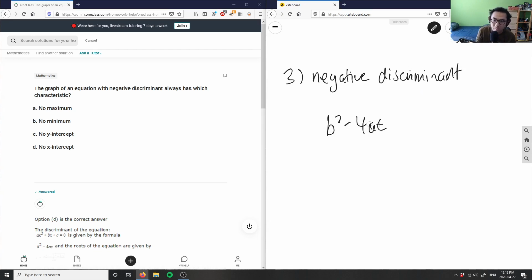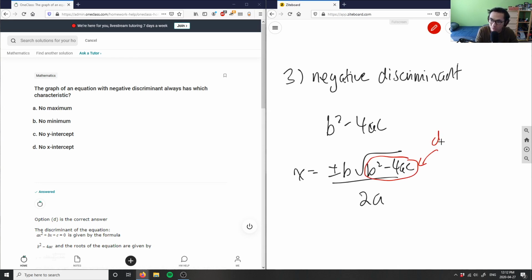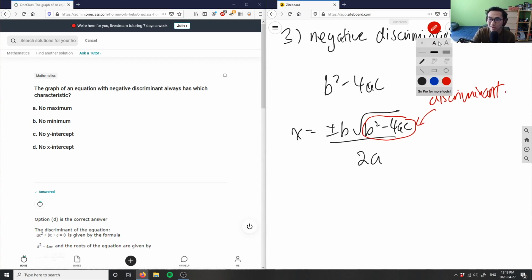4ac, right? Remember our quadratic formula is x equals negative b plus or minus the square root of b squared minus 4ac all over 2a, right? The thing in the square root here is called the discriminant. And basically it tells us the nature of our roots. So discriminant talks about whether we have real roots or complex roots.